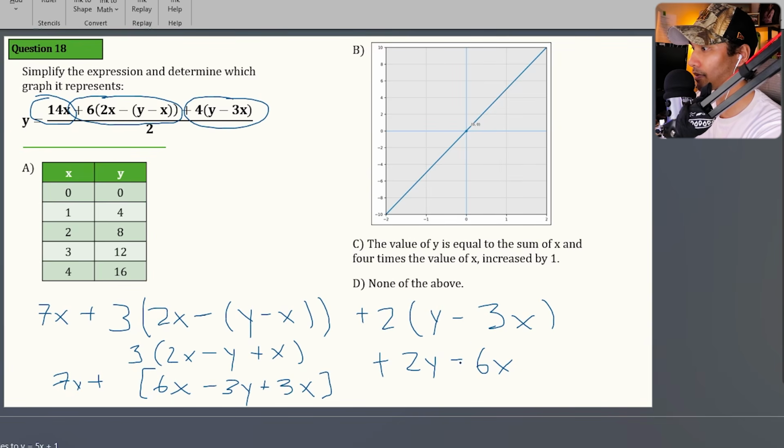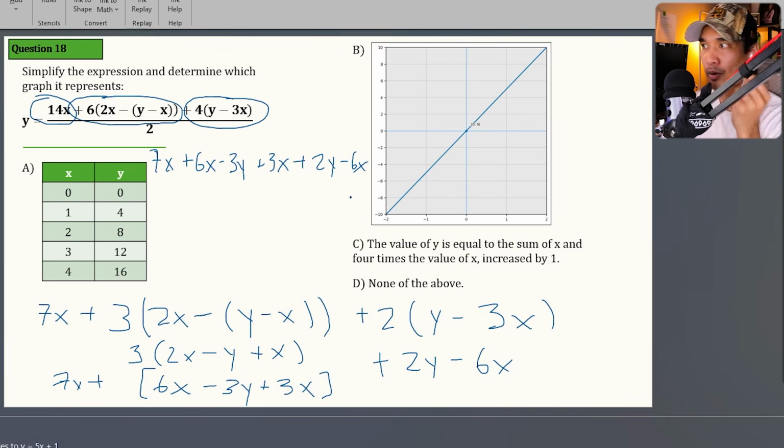So just because, let's see what's the best way to do this. 7x plus 6x, and this is a 7. Okay, 6x minus 3y plus 3x plus 2y minus 6x. Cool, it all fits. So I could just cancel this, okay?